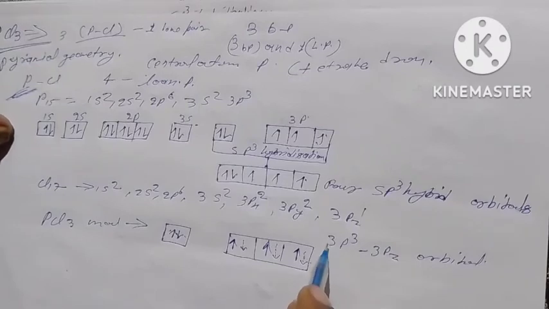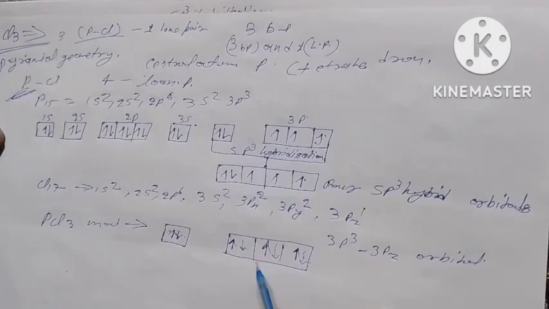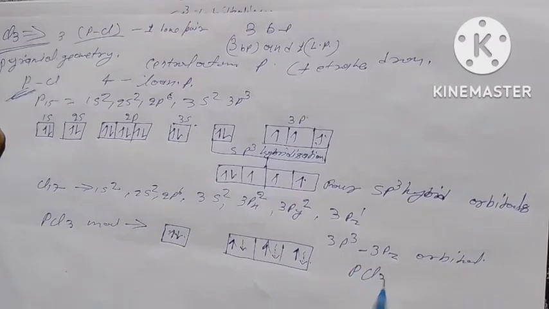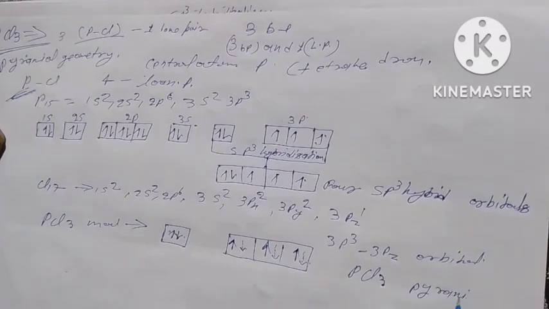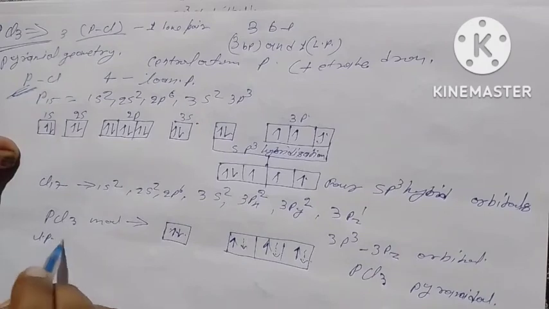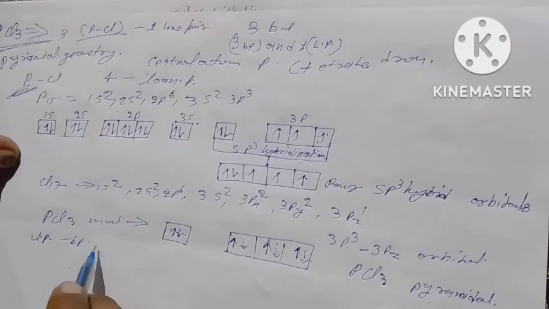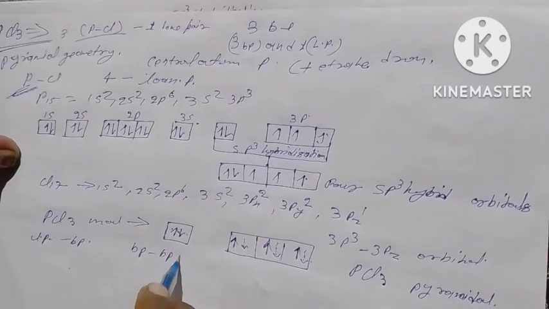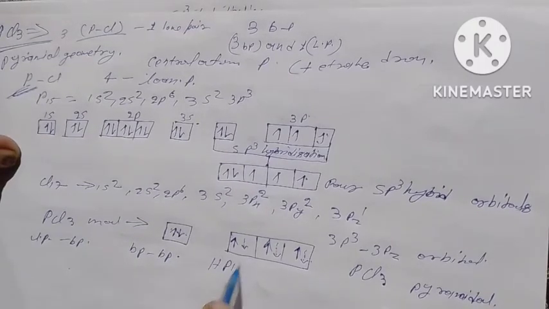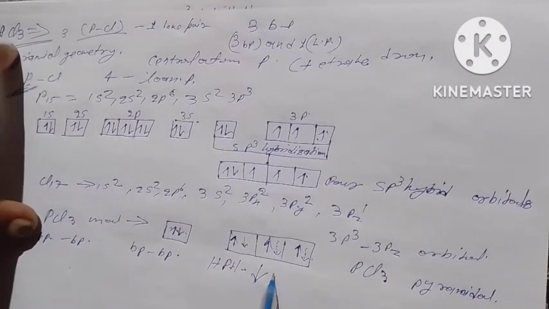Due to the presence of one lone pair, the geometry of PCl3 becomes pyramidal. As lone pair-bond pair repulsion is greater than bond pair-bond pair repulsion, hence the bond angle H-P-H between bond pairs decreases. Okay, thank you.